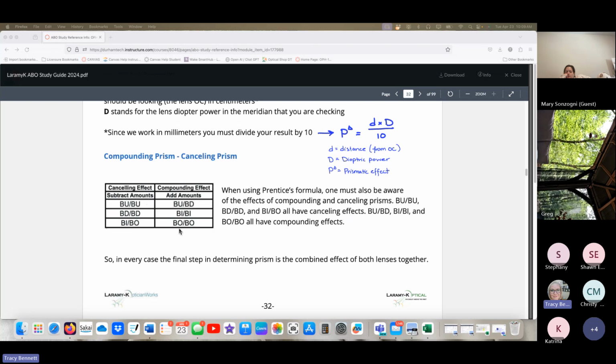This is a really important concept too when we're doing slab off prisms, because usually we have to either compound or cancel those amounts. And granted, those are in the vertical only really. With a compounding effect, the eyes are going to go in opposite directions. So if we have base up and base down, that's going to split the eyes. One's going up, one's going down, and so those prism amounts would be added together.